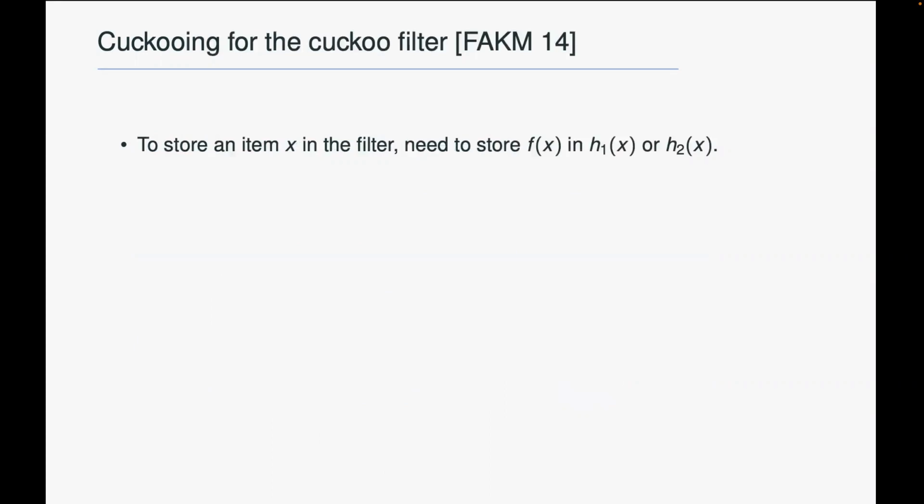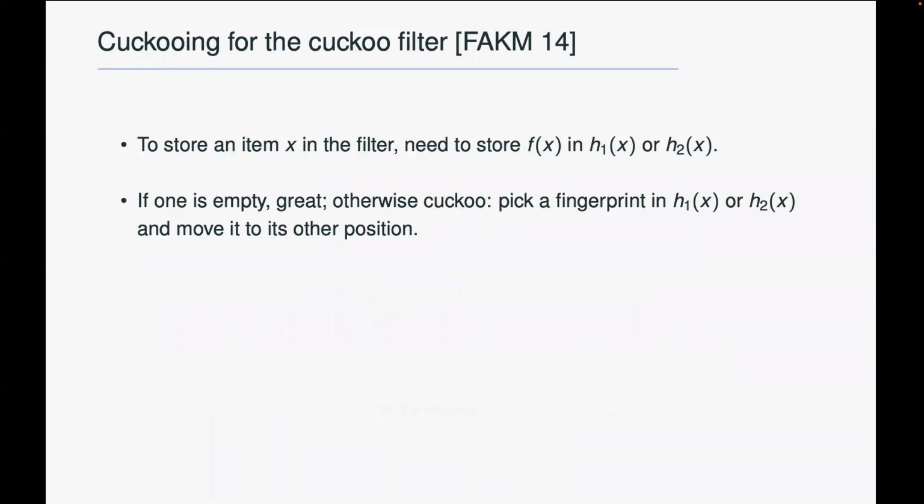All right, so how does this actually work? To store an item in the filter, we need to make sure the fingerprint is stored in one of these 2 locations. It kind of works like Cuckoo hashing. If one of these 2 locations is empty, that's great. We just store this fingerprint. Otherwise, we need to Cuckoo. We pick one of the fingerprints in one of these 2 locations, and we move it to its other position.